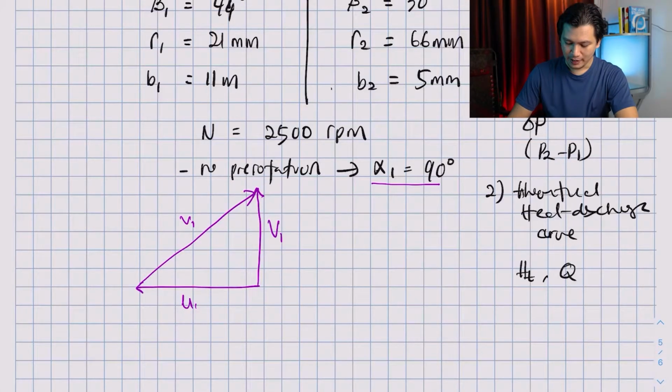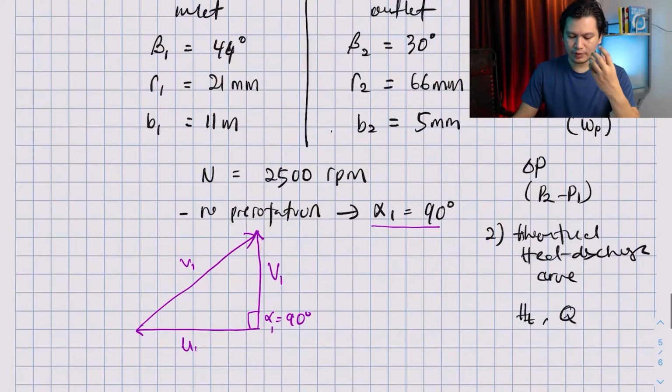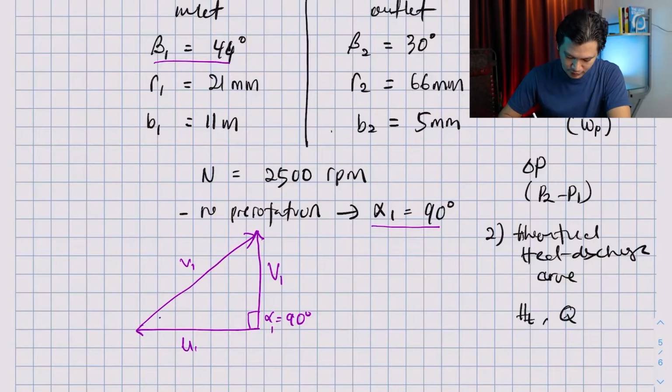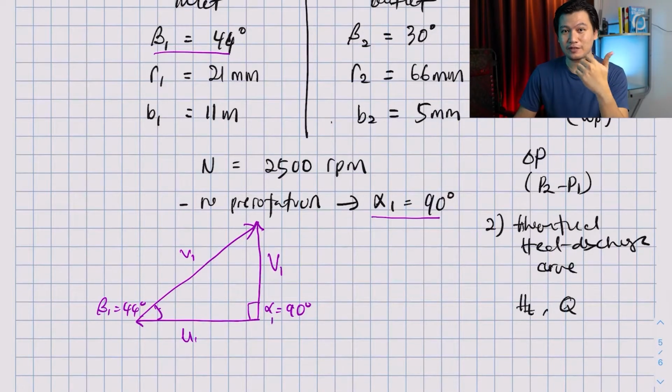This is your alpha, which is equal to 90 degrees. This is alpha 1, and we know that beta 1 here is 44 degrees, and beta is the relative flow angle, which is the angle between the relative velocity and the blade speed. So beta 1 is 44 degrees, right here. You have the rotational speed and you have the radius at inlet, so you can easily find U1, but we will find it later. We need to construct the velocity triangle for exit first, and let's see how it looks.